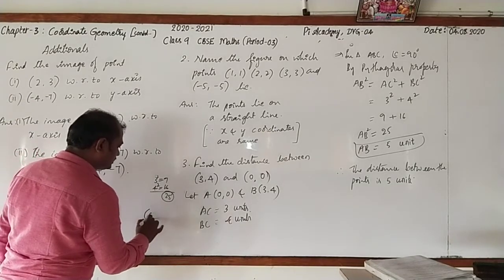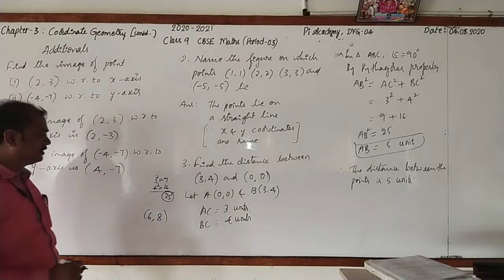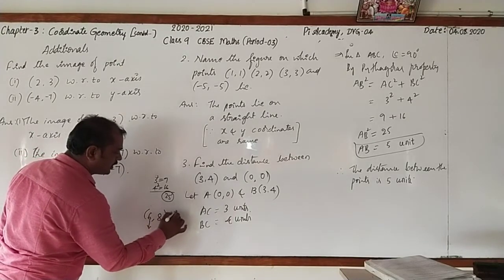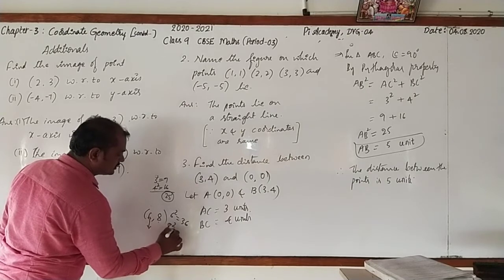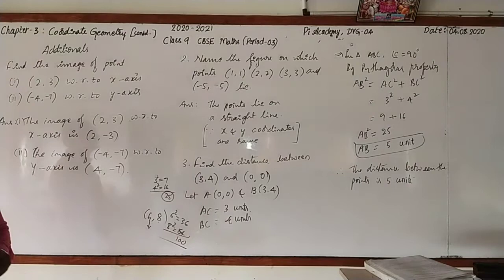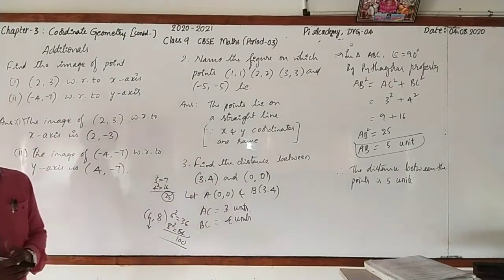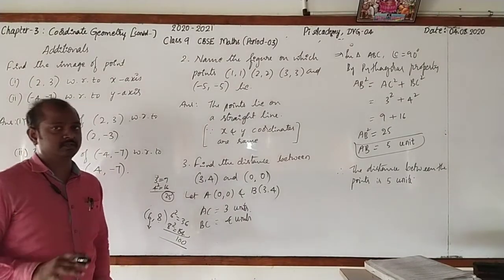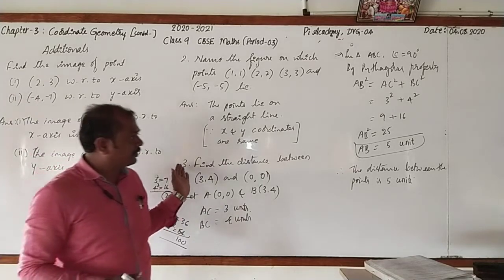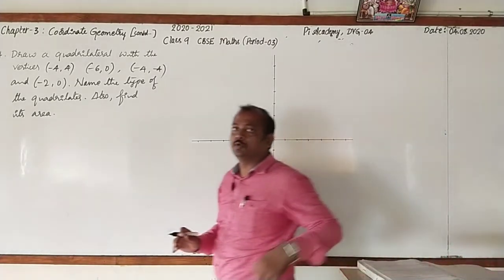Suppose (6, 8) and (0, 0). What is the distance between these points? If it is (0, 0), I have already told you, you can go for writing it directly. 6 square is 36, 8 square is 64. Together, it is 100. 100 is the square of 10. Hence, the distance between the points (6, 8) and (0, 0) is 10 units. This is the method you can go for following. Yeah, please go for copying from here to there. Observe it. Now let's move on to the fourth one.